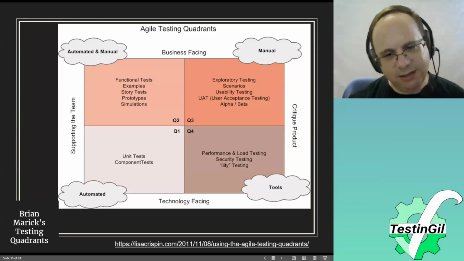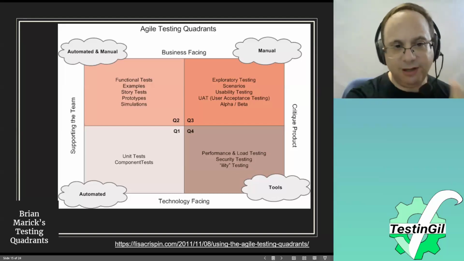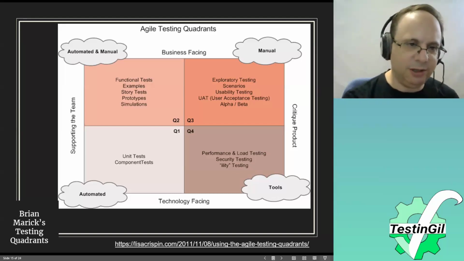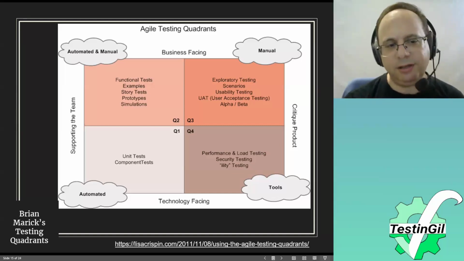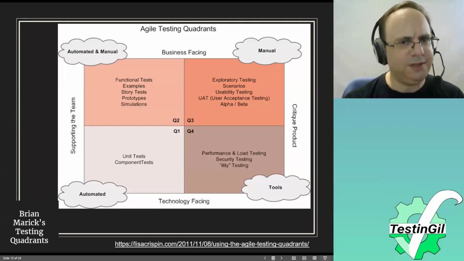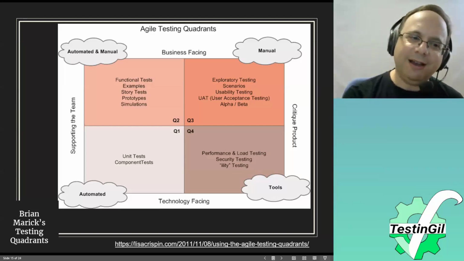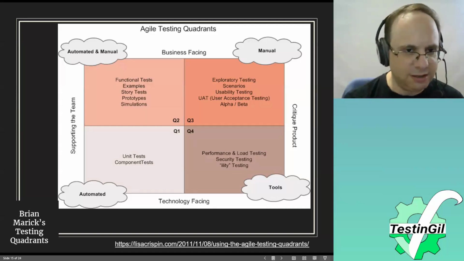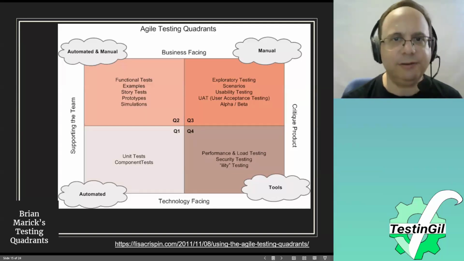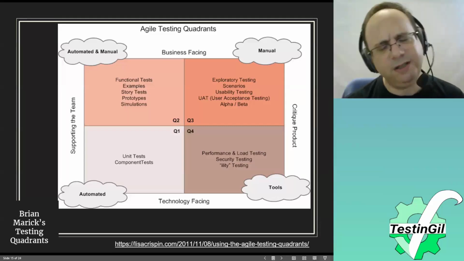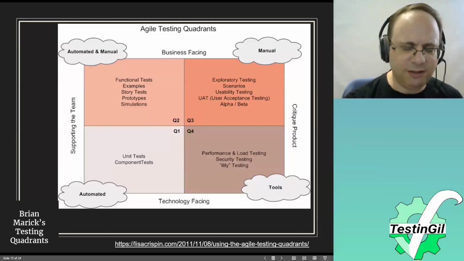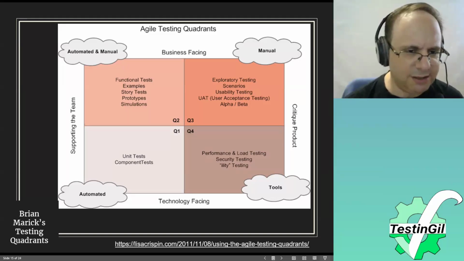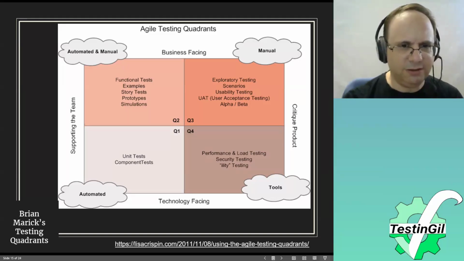For us today, what's interesting is what happens on the left and what happens on the right. On the left, there are things that are supporting the team, and on the right, critiquing the product. Let me translate that. The supporting-the-team things are the testing activities that we do before release. Any release, it could be a feature or whatever, but any release, we do that. So we're doing some kind of testing.